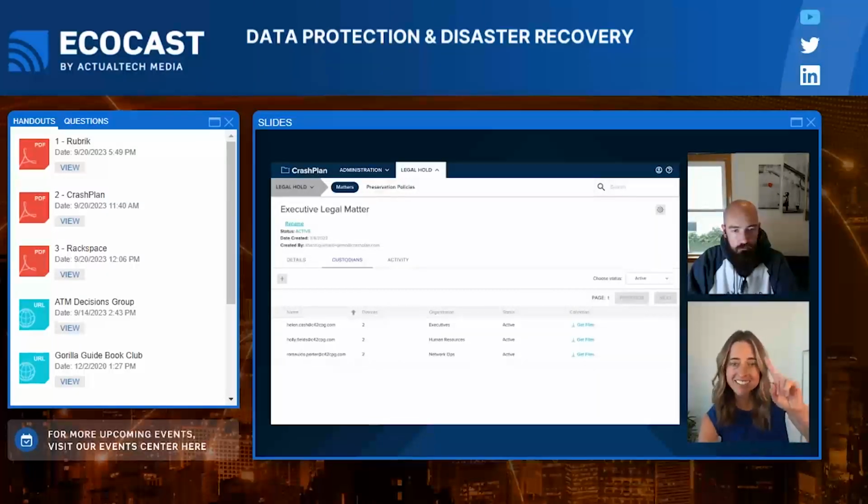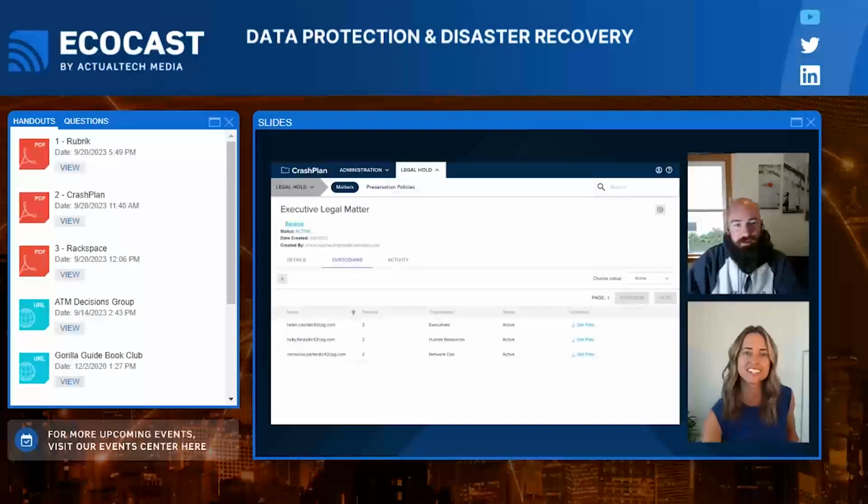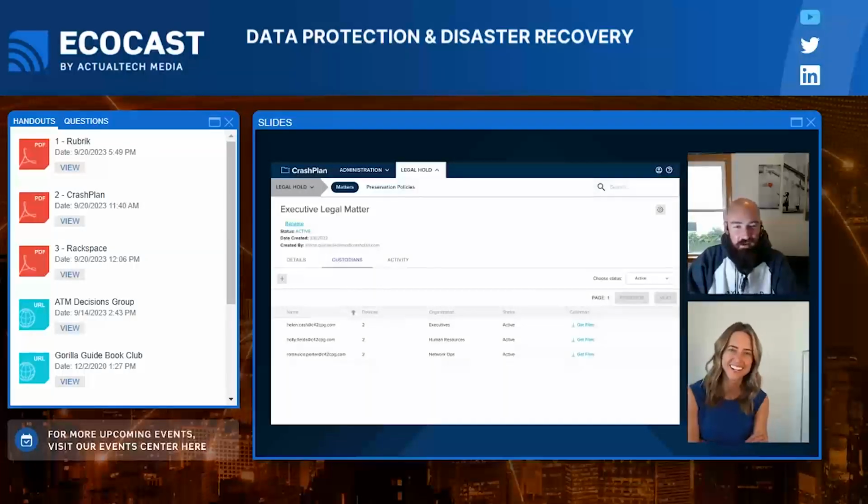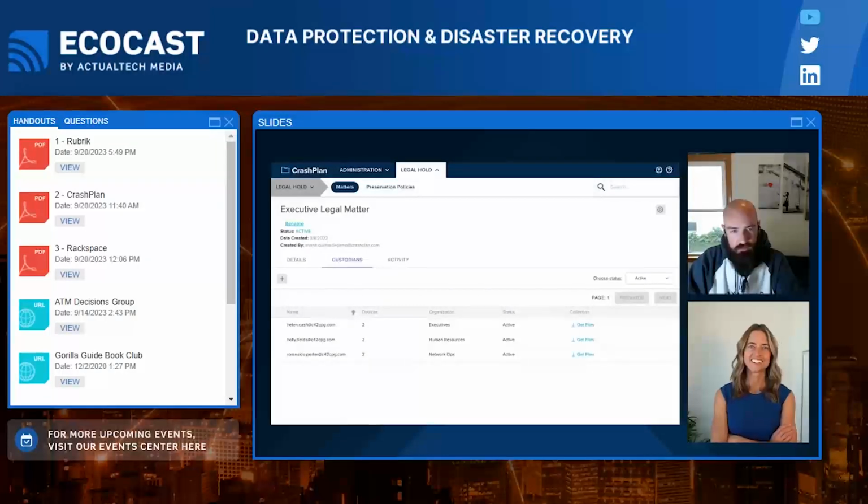CrashPlan uses AES-256 encryption for the blocks, as well as TLS 1.2 SSL encryption for the transmission. CrashPlan does all of the deduplication, encryption, and compression client side, so all of that is done before that block of data ever leaves your computer.